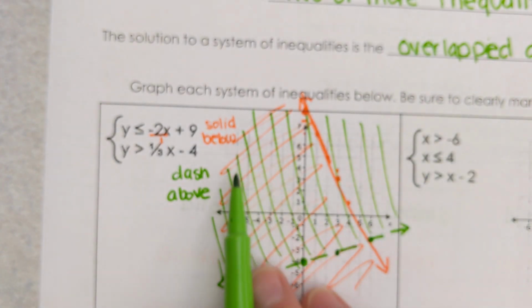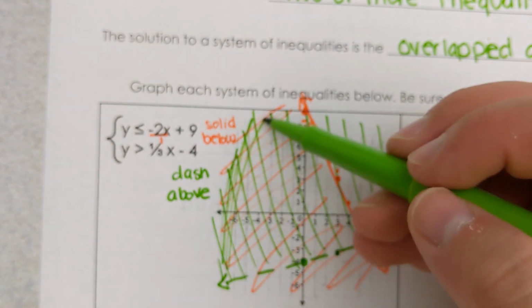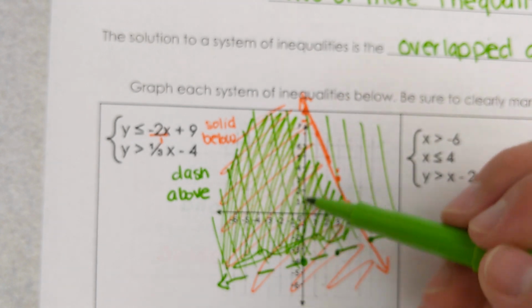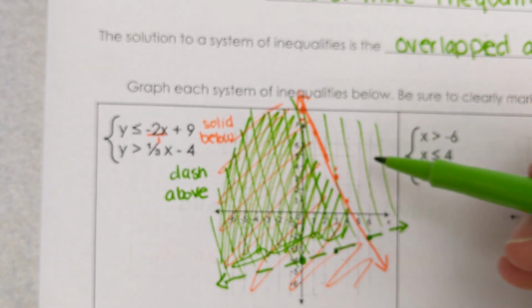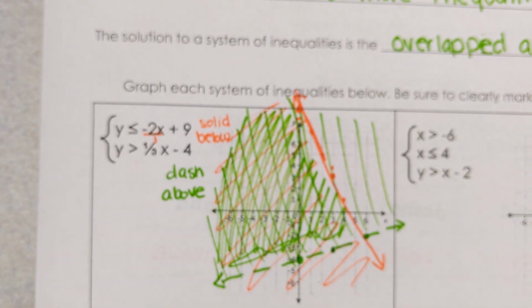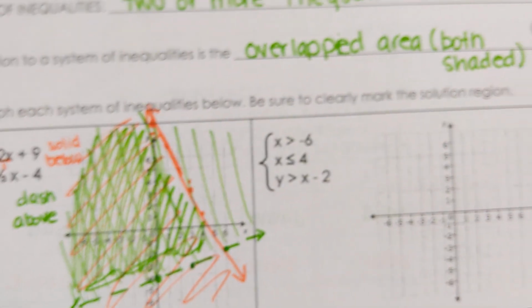So this area right here where I've shaded both, these are my solutions. So what I'm going to do is shade them really dark. You guys can even go as far as erasing these two chunks if you want to. But this is your solution area. That's it. Just make sure that you clearly mark it by either shading really dark like this or by erasing the other parts.